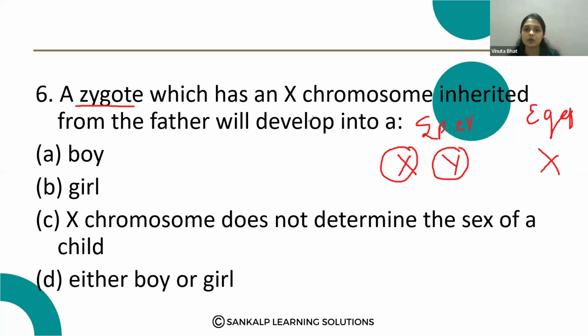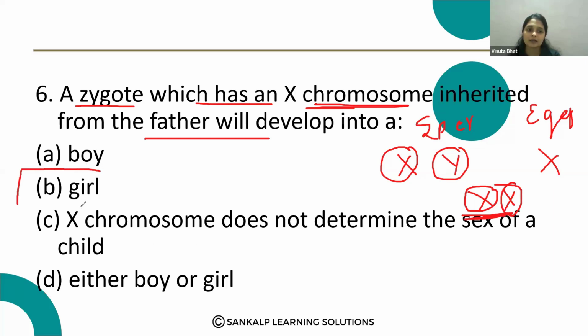Here, the zygote is formed when these two gametes fuse, which has the X chromosome inherited from the father. So we know the father's sperm contains the X chromosome, and the egg always contains the X chromosome. So the zygote has XX chromosomes, and XX chromosomes means a girl. XY chromosomes means a boy. Okay.